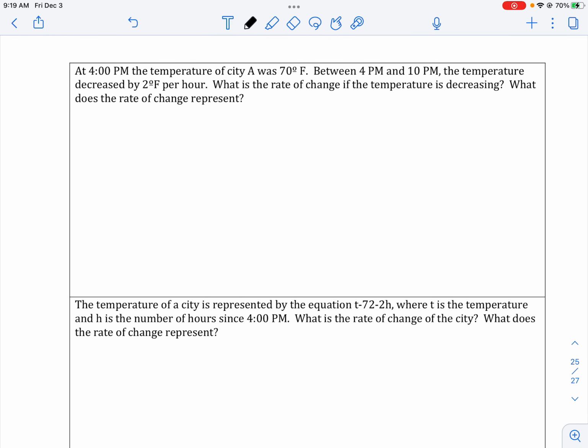Let's do this again. So 4 p.m. is our first measurement. City A, it was 70 degrees. So that means my y-intercept is 70, because at 4 p.m. the temperature was 70 degrees. Between 4 p.m. and 10 p.m., the temperature decreased by 2 degrees per hour, so -2. So if I were going to do an equation for City A, there would be my equation.